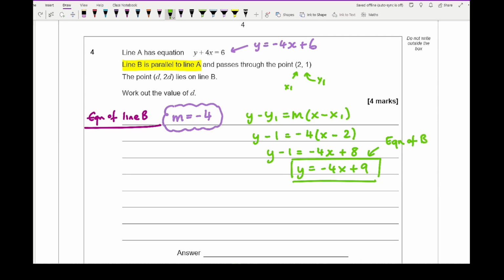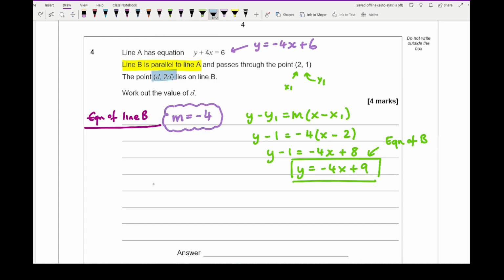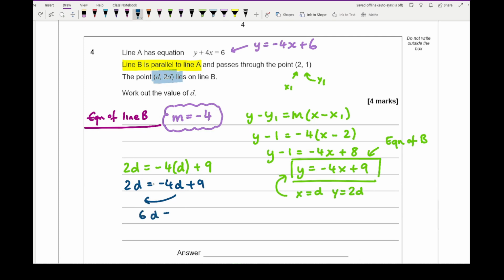Now the question's then asking me that I've got a point on B. So if I now substitute this coordinate here, so here I've got an x value of D and a y value of 2D, and I substitute that into this, then what I end up with is 2D equals minus 4 lots of D plus 9. And if I simplify all of that, I end up with 2D equals minus 4D plus 9. Take this over to the other side, end up with 6D equals 9. So D equals 9 over 6, which equals 3 over 2.